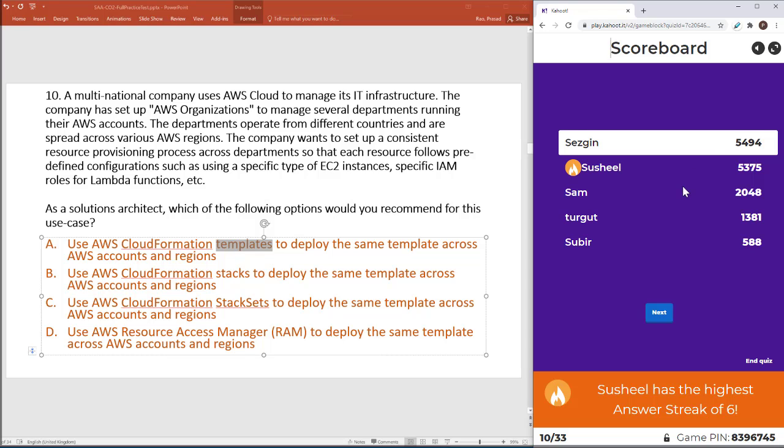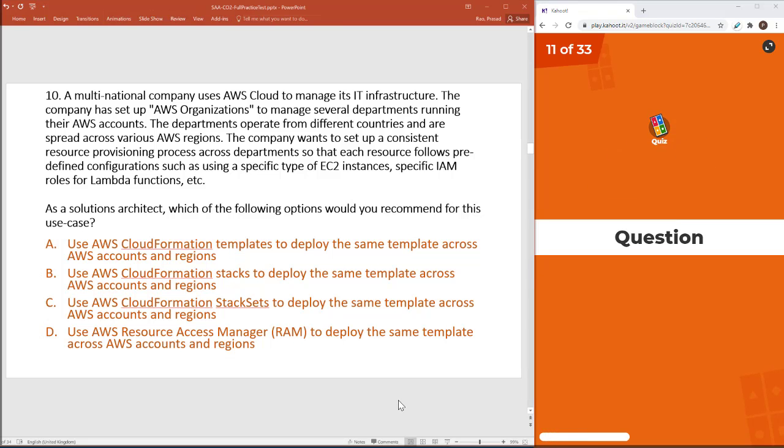Sushil got 6 answers in a row correct. Seems great. Okay, come on. Yeah.